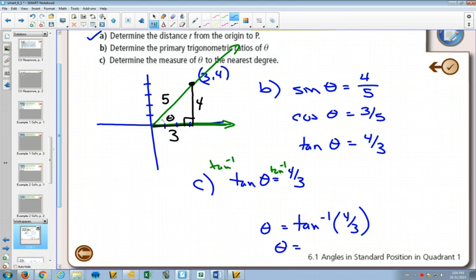And what angle is it? 53 degrees? 53 degrees when it's rounded? And there is our answer.